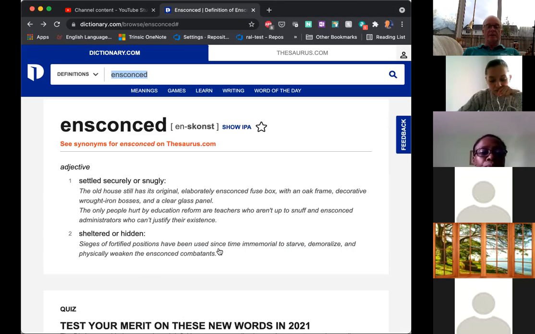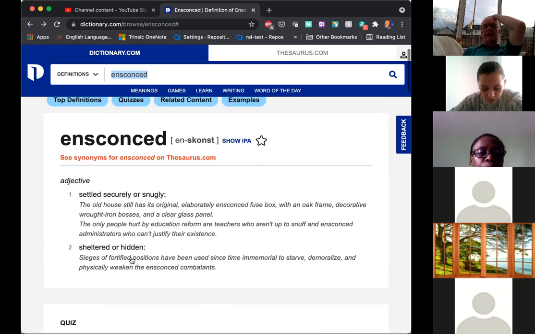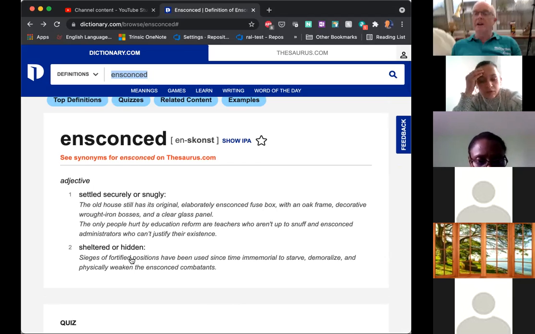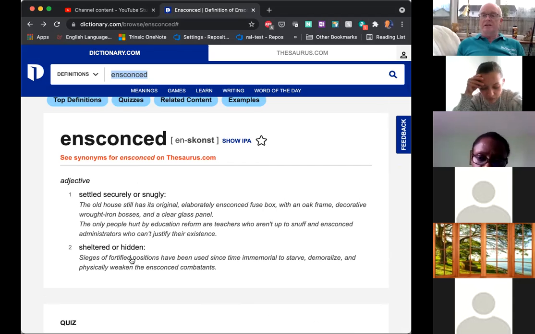Sieges are fortified positions that have been used from time immemorial to starve, demoralize, and physically weaken the ensconced combatants. So the ensconced combatants are people who felt safe in their position, and generally they are safe, but obviously if they're sieged, then that becomes a problem. So that's ensconced. It's not an easy word to say, even for us natives, right? Ensconced. It's important to see that N there. Ensconced.